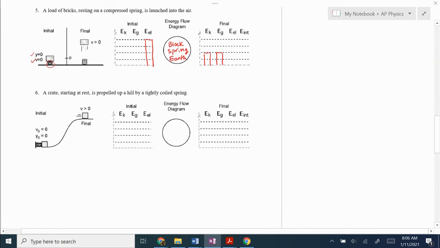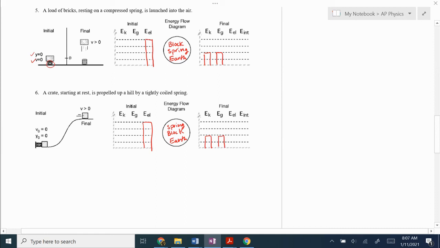Next up is a crate starting from rest that is propelled up a hill by a tightly coiled spring. So obviously let's put the spring in there, the block in there, and again, we're going to have gravitational energy, so we're going to have Earth in there. So again, all elastic energy at the start, and then at the end, some combination of kinetic and gravitational energy.